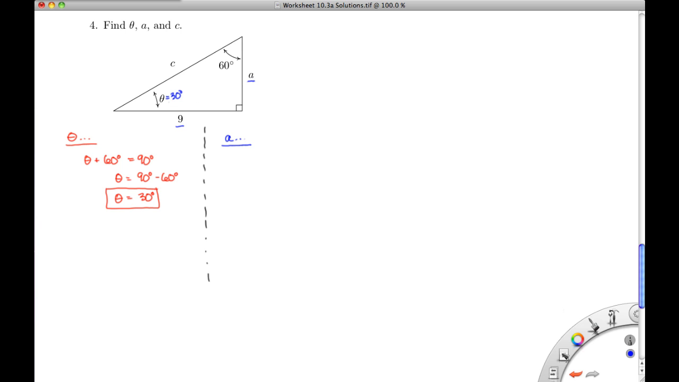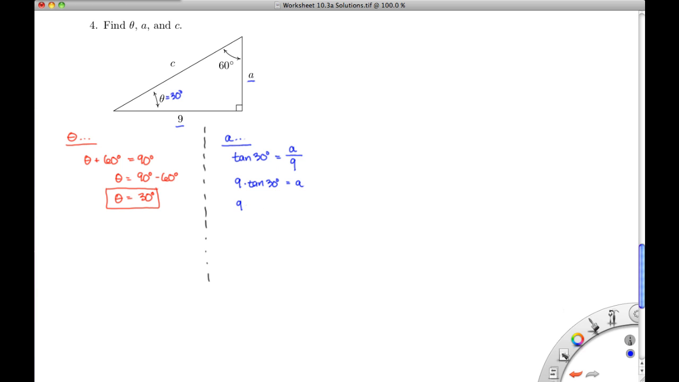In this case, the relationship between 30 degrees, A, and 9 is we've got 30, our opposite, and our adjacent side, which fits nicely for the tangent function. So we could say that, well, I know that the tangent of 30 degrees has to be equal to my opposite side, A, divided by my adjacent side, 9. And then we could just solve this for A. Let's multiply both sides by 9. So we get 9 times tangent of 30 is equal to A.